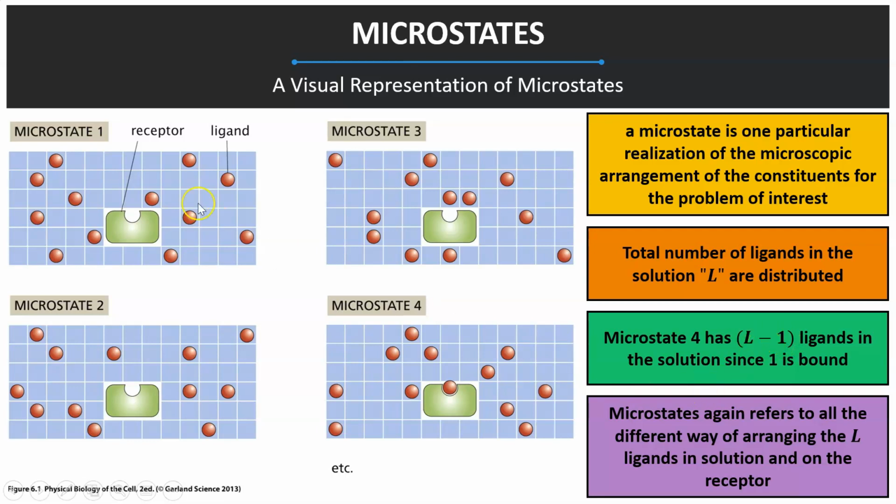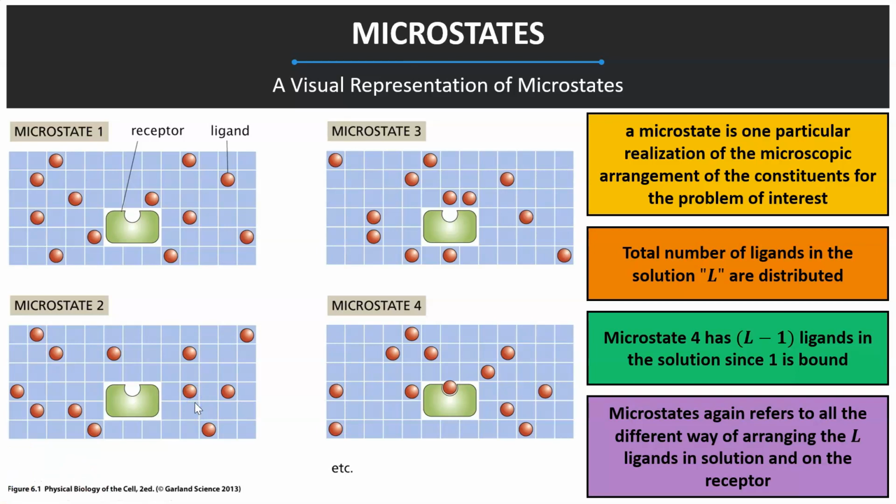In this case, microstates 1, 2, and 3 provide 12 ligands near the receptor that are free in the solution. By contrast, microstate 4 shows 11 ligands free, while 1 is bound to the receptor. This of course corresponds to L ligands in the cytosol in microstates 1, 2, and 3, and L-1 ligands in the cytosol in microstate 4.